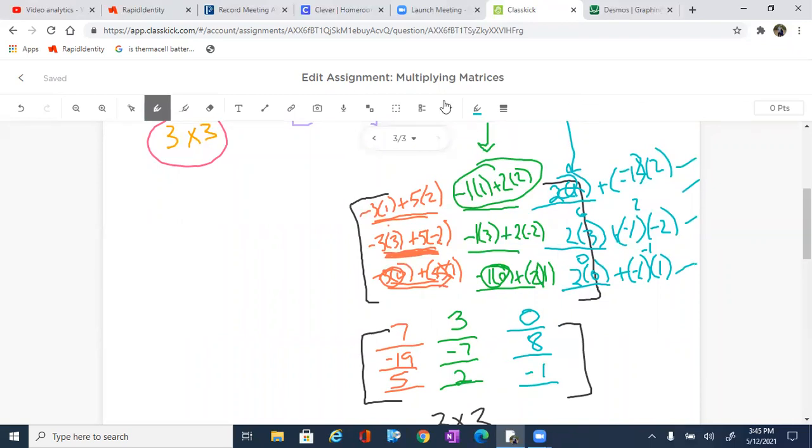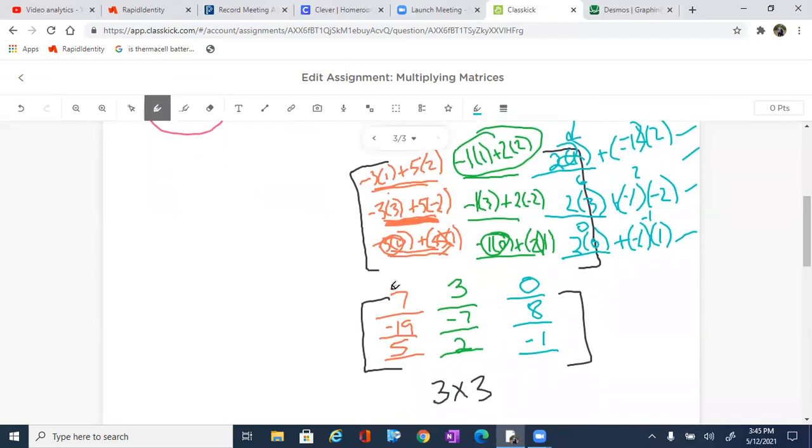And of course, once you figure that out, you need to go back and clean it up and make sure that each one of the sections of the matrix are filled completely in. All right, I hope that helps with multiplying matrices.